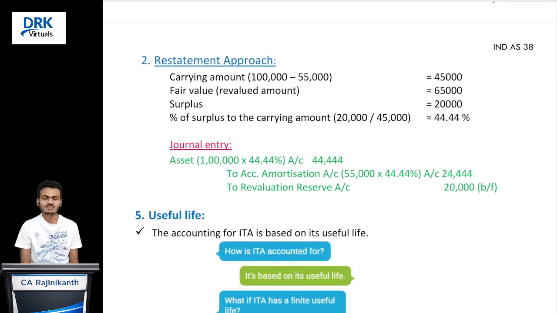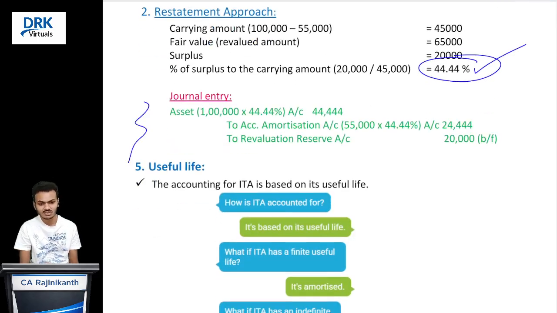Then what about the restatement approach? In the restatement approach, we should calculate the percentage of change, that is, the percentage of the revaluation surplus or revaluation deficit to the carrying amount of that particular intangible asset. And you adjust the gross carrying amount of the intangible asset as well as the accumulated amortization account to the extent of that percentage. See the journal entry, you will get a good amount of clarity.